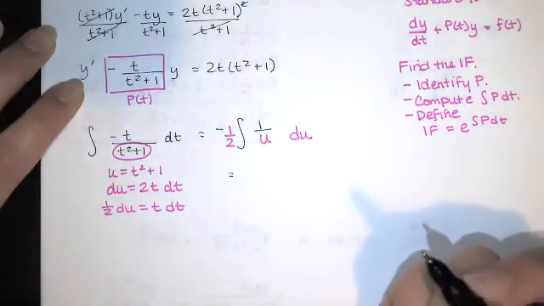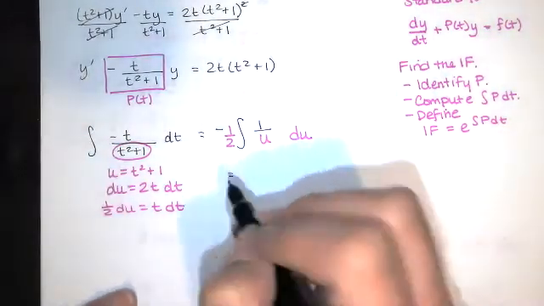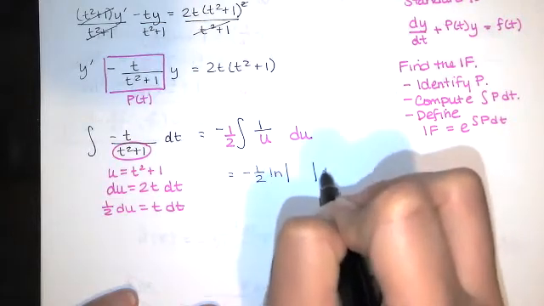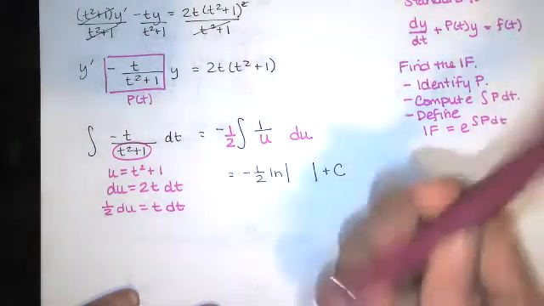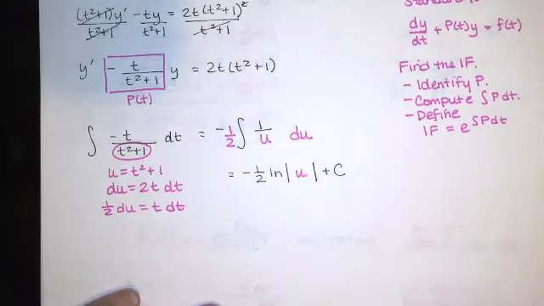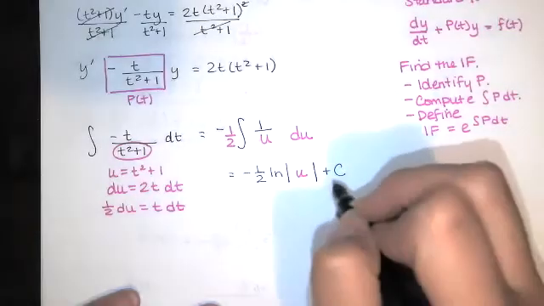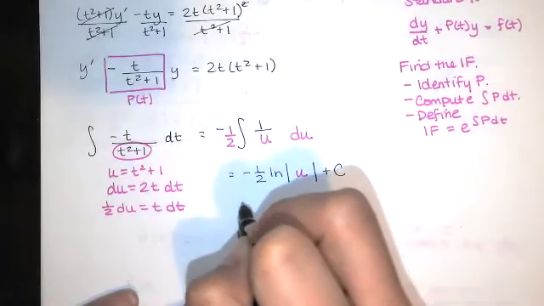So now we ask ourselves, do we have a rule for this? And we sure do. The antiderivative of 1 over u is the natural log of the absolute value of u plus c. For reasons that we discussed in another video, we're going to choose this c to be 0.